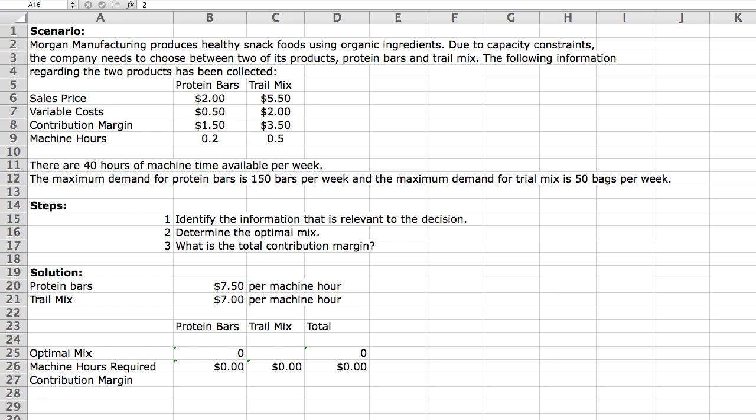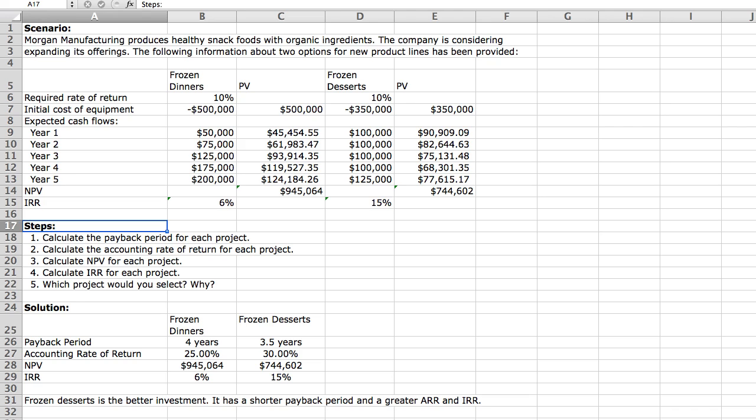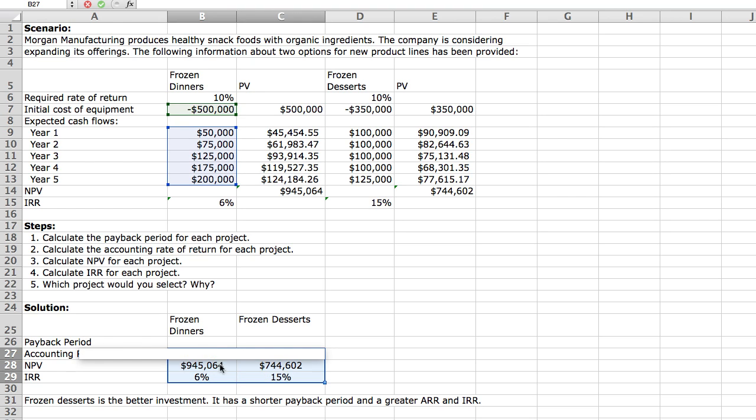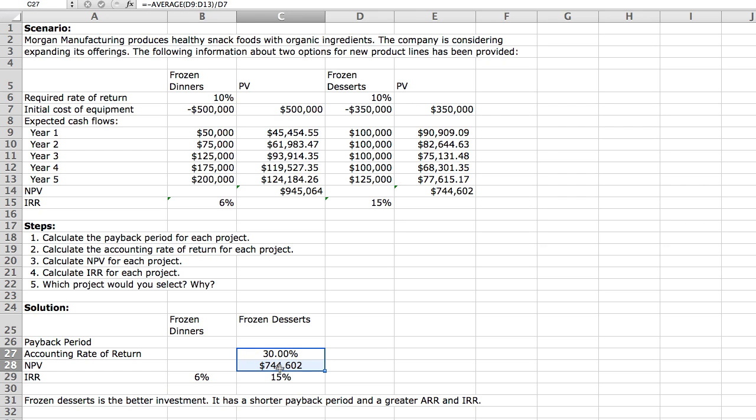Moving on to 6B. 6B is an understanding of net present value, internal rates of return, and accounting rates of return. So here what we're trying to calculate is exactly what is the net present value for the frozen desserts, as well as for the frozen dinners, and the IRRs for each.